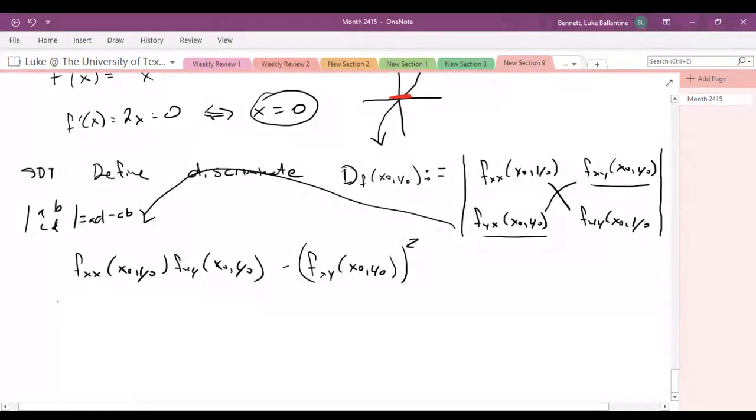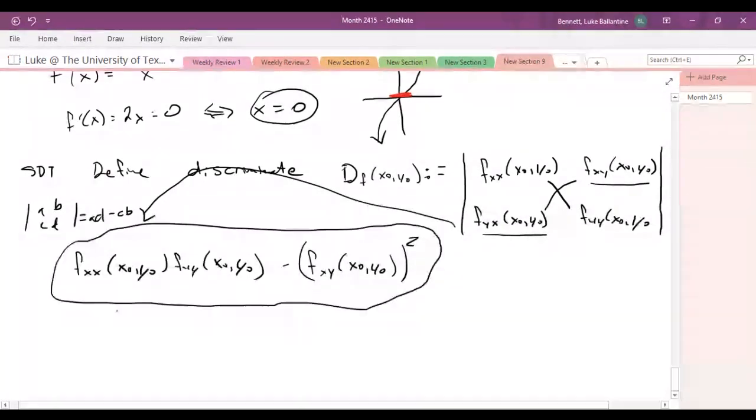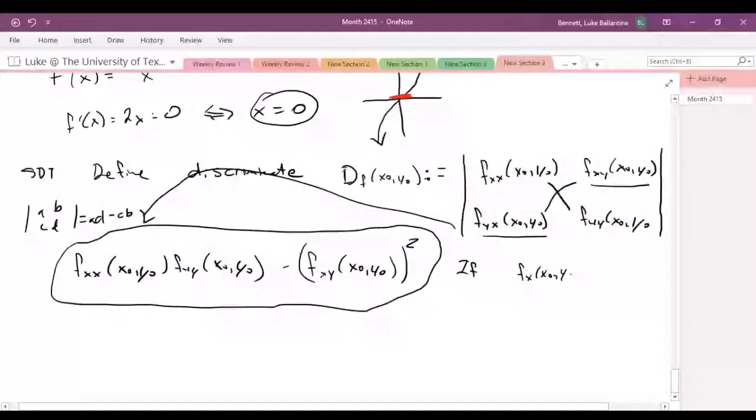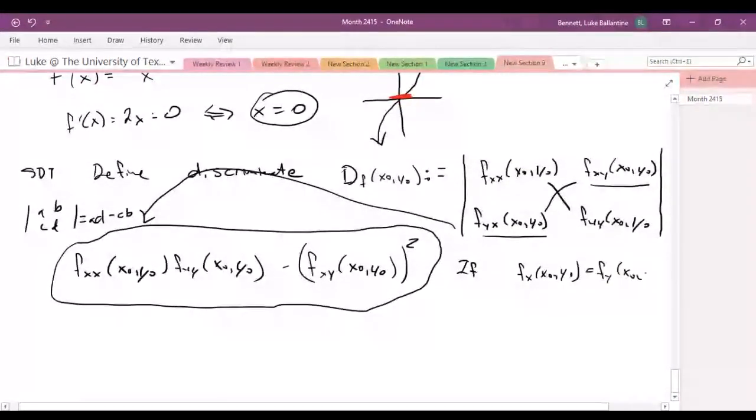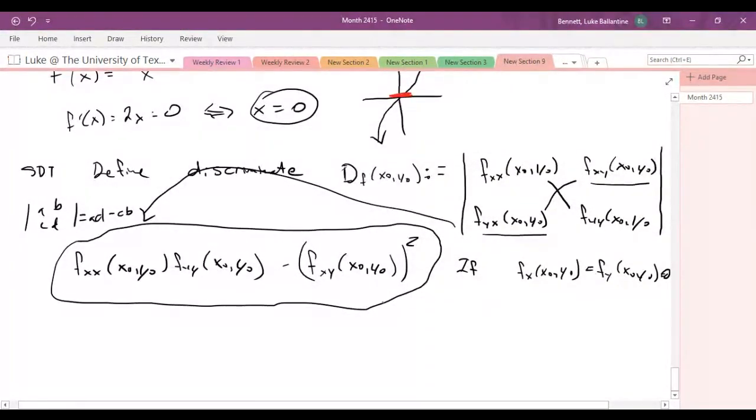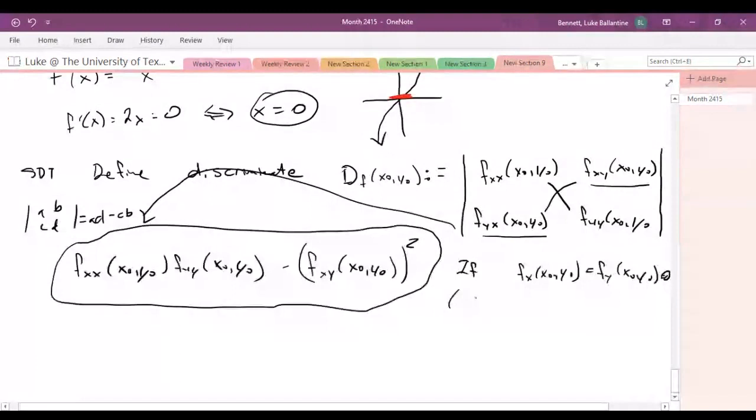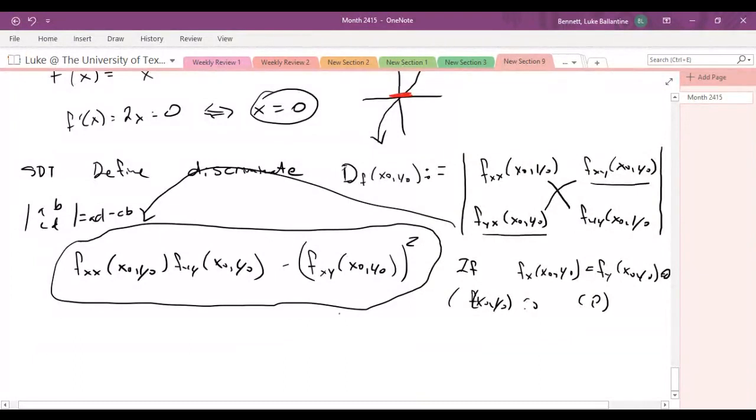This is our second derivative test. Well, this is the discriminant. The second derivative test actually goes like this. So if f_x(x0, y0) = f_y(x0, y0) = 0, i.e., (x0, y0) is a critical point, and then we have three cases.